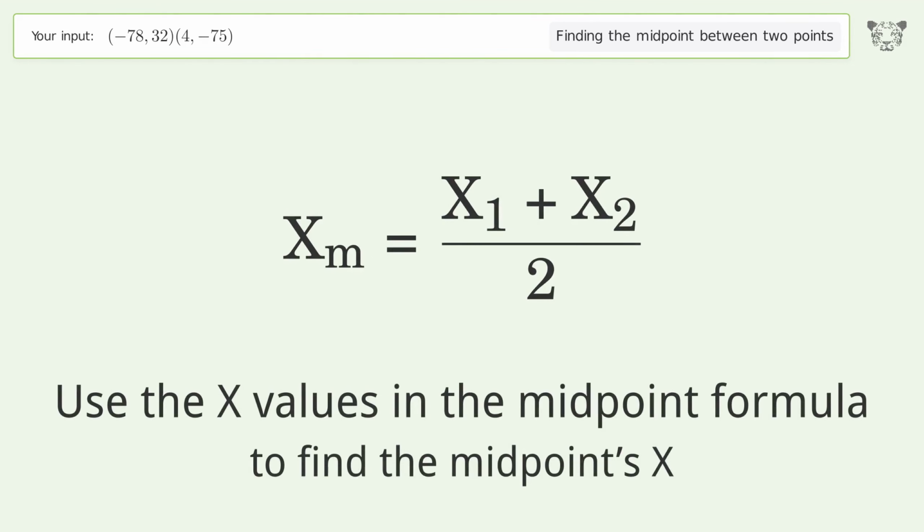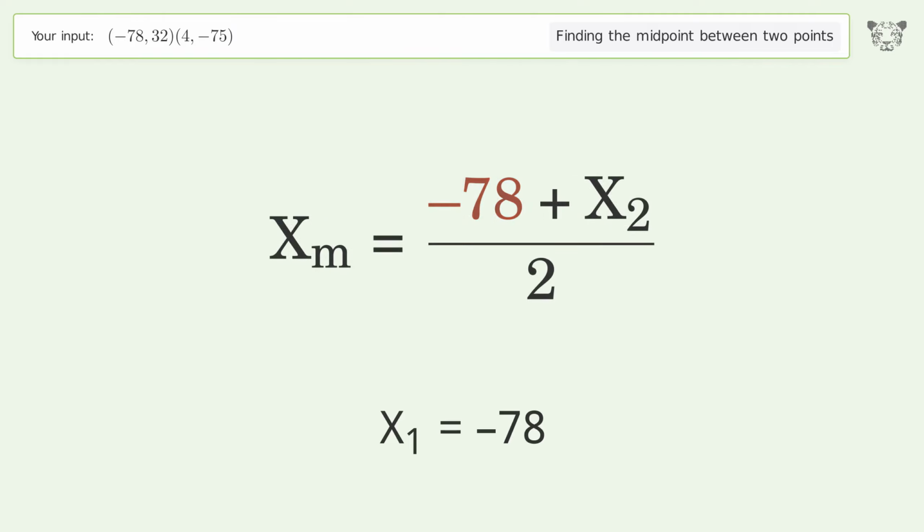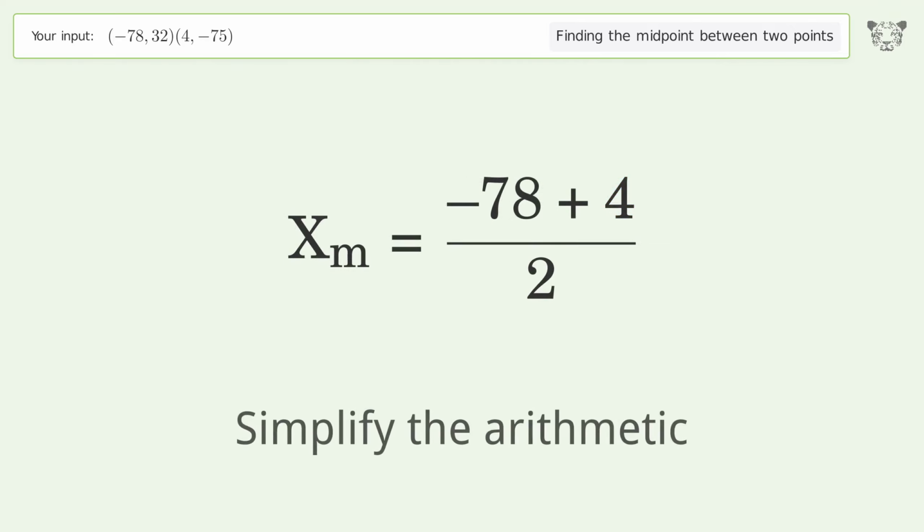Use the x values in the midpoint formula to find the midpoint's x. x1 equals -78. x2 equals 4. Simplify the arithmetic.